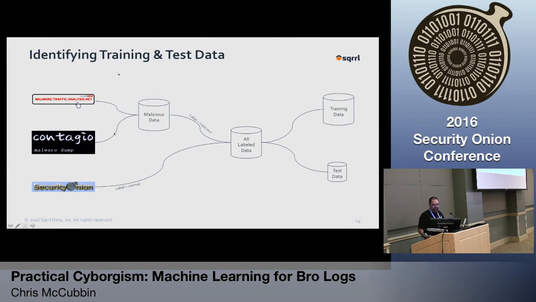So for our examples, we have Contagio data and malware-traffic-analysis.net. We grabbed a bunch of HTTP examples from these guys and ran them through Bro. We also have Security Onion, normal data. So this is just HTTP examples, data from our own network. You run it through Bro, you get logs, you put it in a pandas data frame, label them as malicious or not malicious, and then split it into training and test.